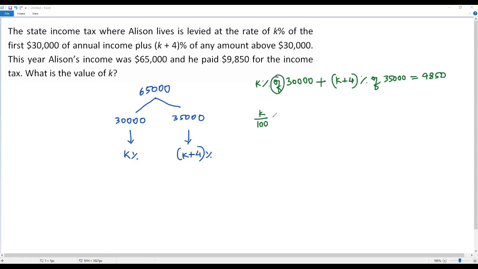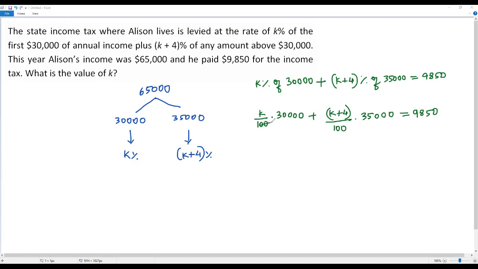Here we can write this K% as a fraction, that is K over 100, and we can write this "of" as multiplication, that is times 30,000. Let me write it over here. And the same thing we can do for this one: we can write it as the fraction (K + 4) over 100 times 35,000. Let me write it over here, equals 9,850.